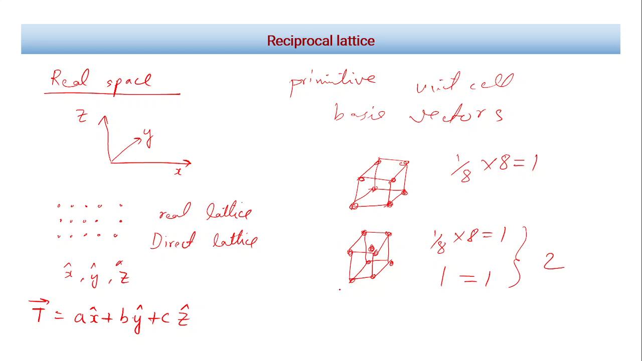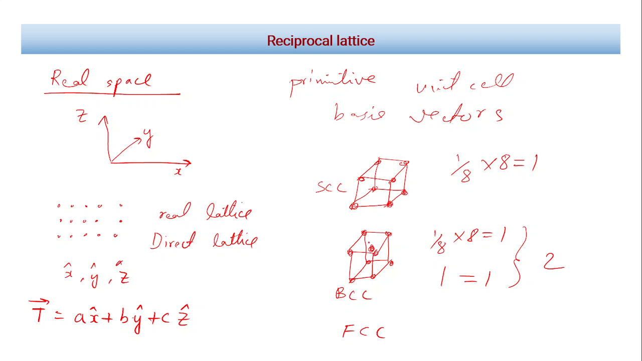1 at the body center, so total 2. That means this way that we know body centered cubic crystal, this is not primitive, because this has 2 atoms per unit cell, and the very definition of primitive unit cell is that there should be 1 atom per unit cell. So we'll see in today's session how we can get a primitive unit cell for BCC also, and same we'll do for FCC as well.